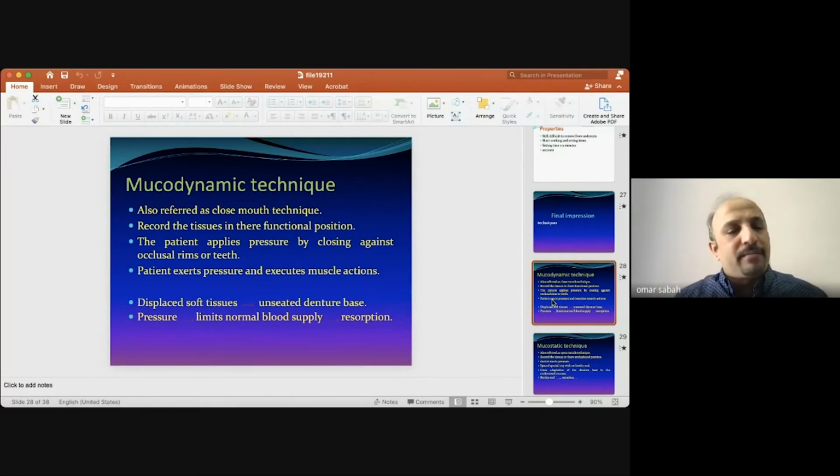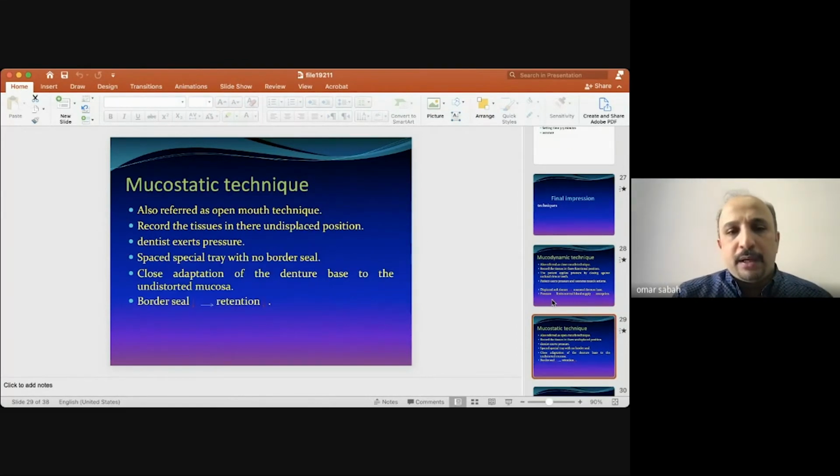So you can use these techniques. You can ask the patient to push more. Try to equalize the pressures from the right and the left, anterior and posterior, to not get unseating dentures or resorption of the alveolar ridge. The mucostatic technique, which you always refer to as the open mouth technique that you take now, or you know it, or you saw it, or you will see it with your friends in the 4th and 5th grades. Recording the tissues in their displaced positions, you're recording by your hands.